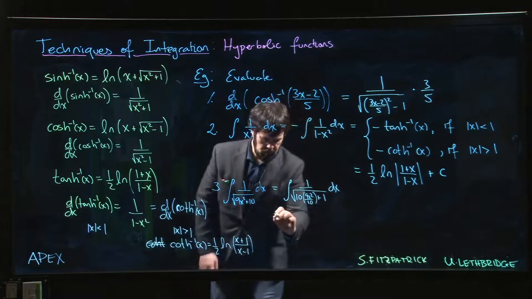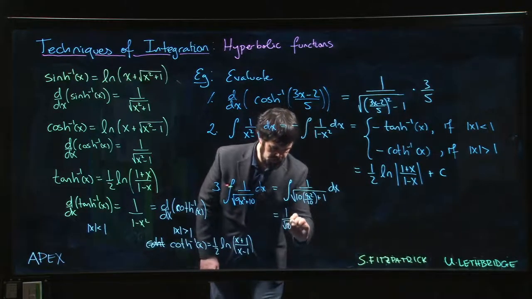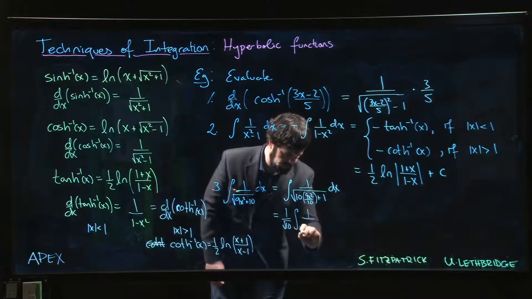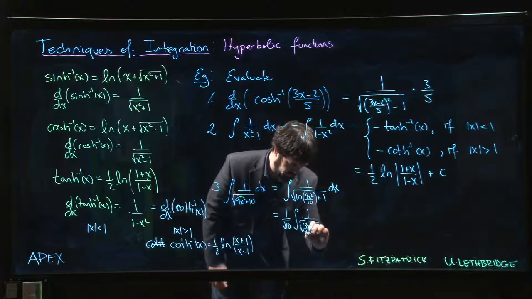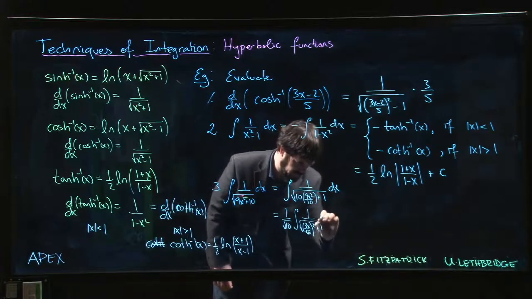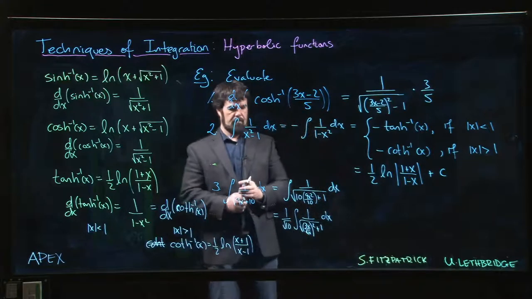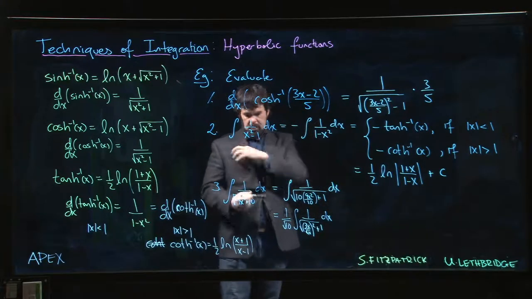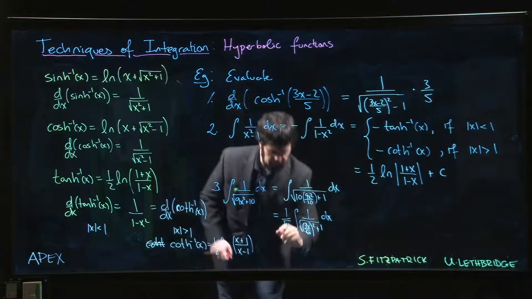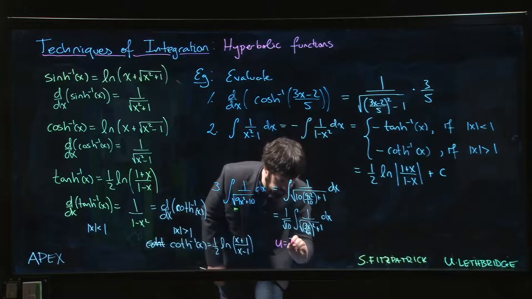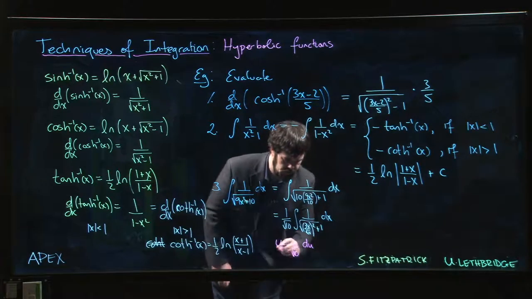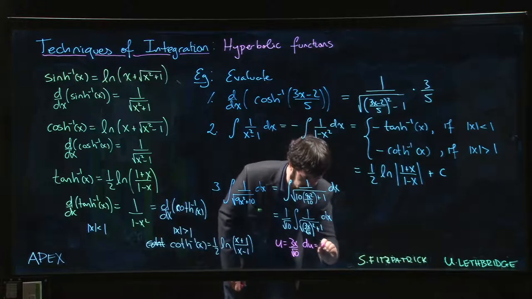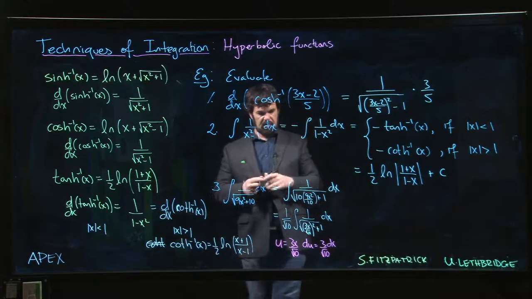dx. So we have 1 over root 10 times the integral of 1 over, so 3x over root 10 squared plus 1. And at this point we do a u sub, right? So we say, okay, we're going to let u equal to 3x over root 10. So du is going to be 3 over root 10 dx. So dx is root 10 over 3.